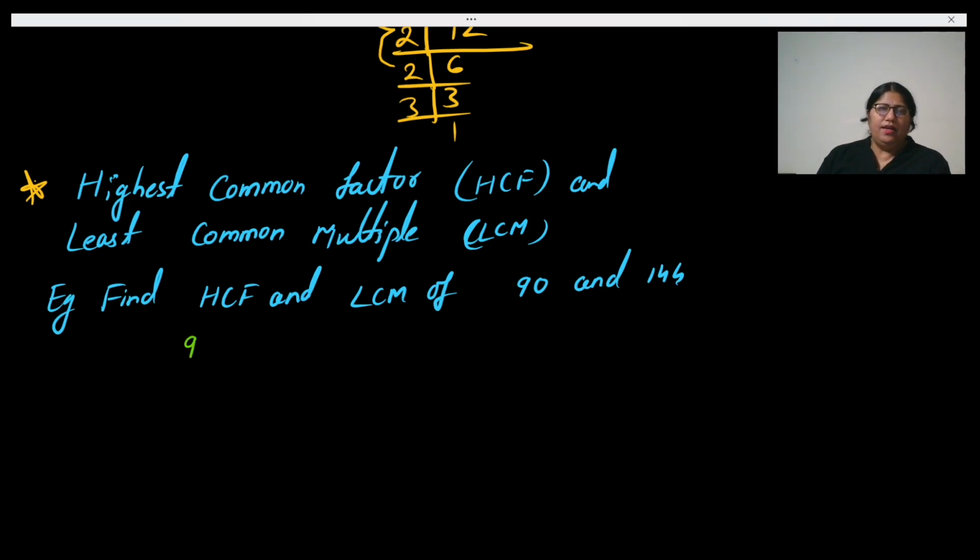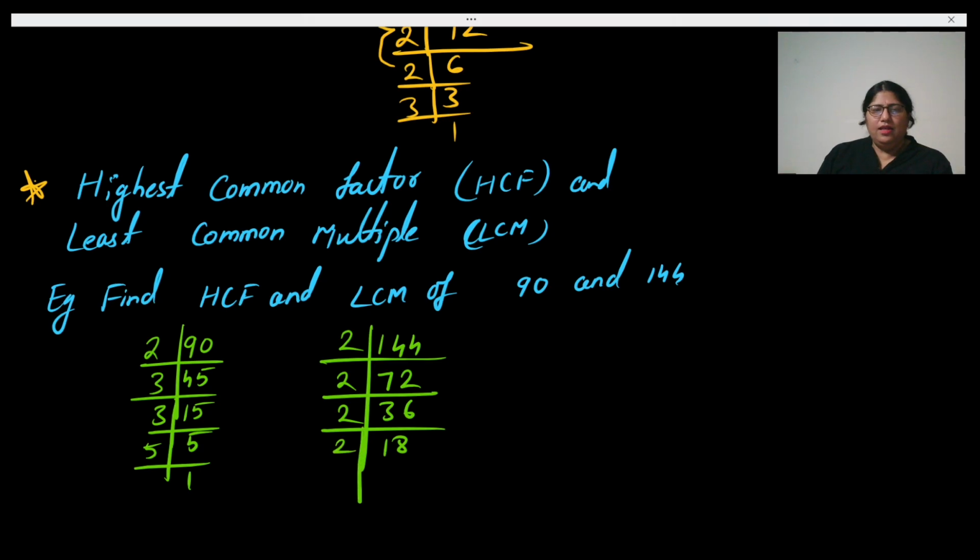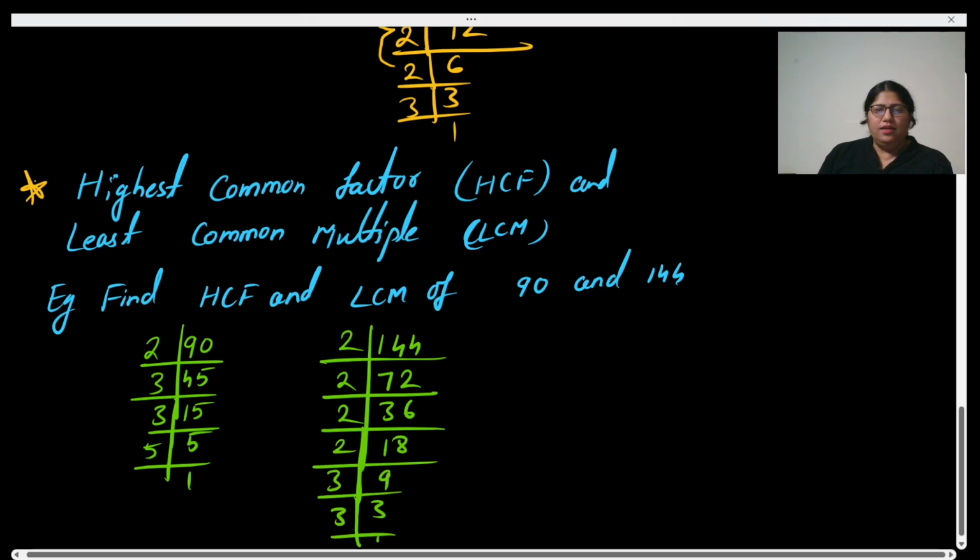If I take 90, it is 45, then again it is divisible by 3, so 3s, then 5. This is the prime factorization of 90. And then 144: it is 2 sevens are 14, then 2s, then again 36, then 18, then 9, then 3, 3s, and here 3.